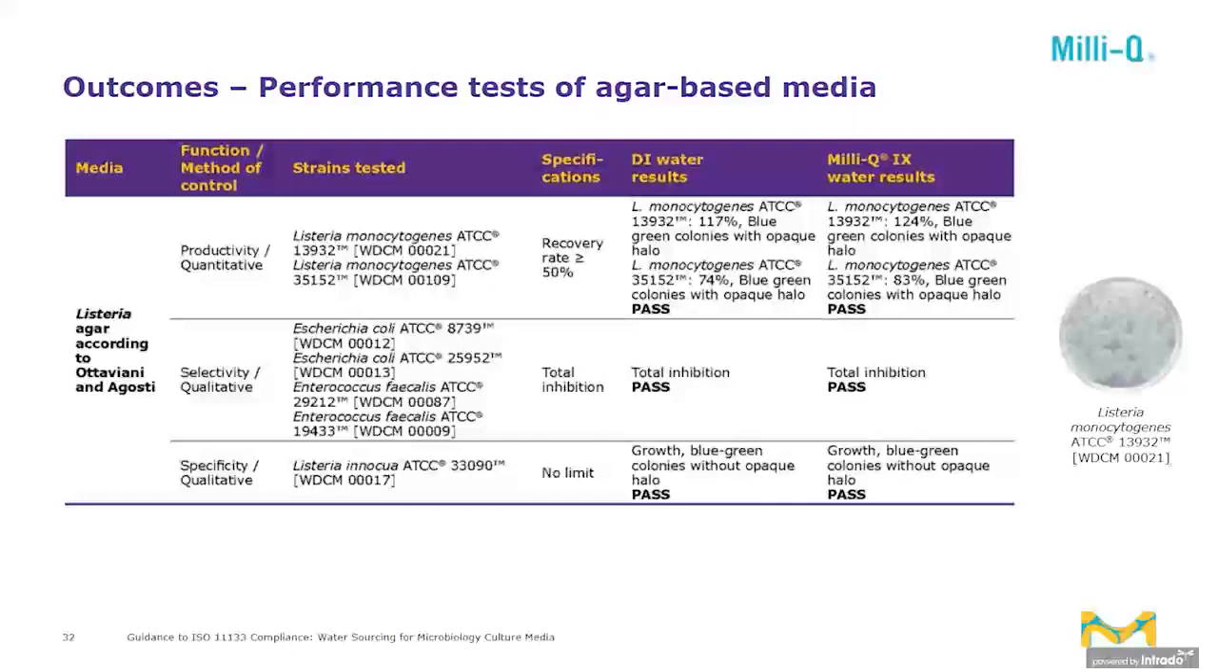So both Listeria strains passed this and showed the same reactions, the same colony morphology, with both water qualities. Also for the selectivity, the four strains tested showed the same result and showed total inhibition. The specificity with Listeria ivanovii is that it also shows blue-green colonies, but without the opaque halo. And that is the differentiation against Listeria monocytogenes. And this passed also with both water qualities.